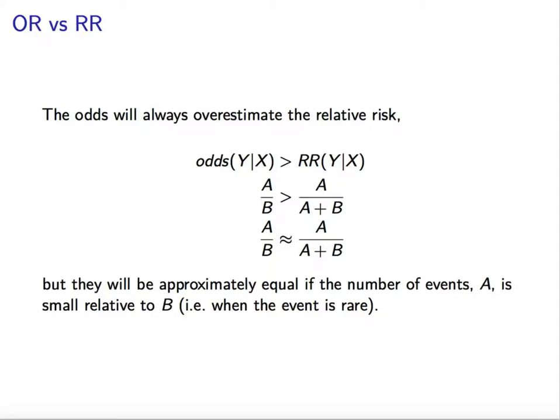So how rare does the disease need to be in order for the odds to be a good measure of the relative risk? That's the question. If A is very small and B is very large, then that denominator is going to be very similar to that denominator. And while the odds will be slightly higher, it's not going to be very different.